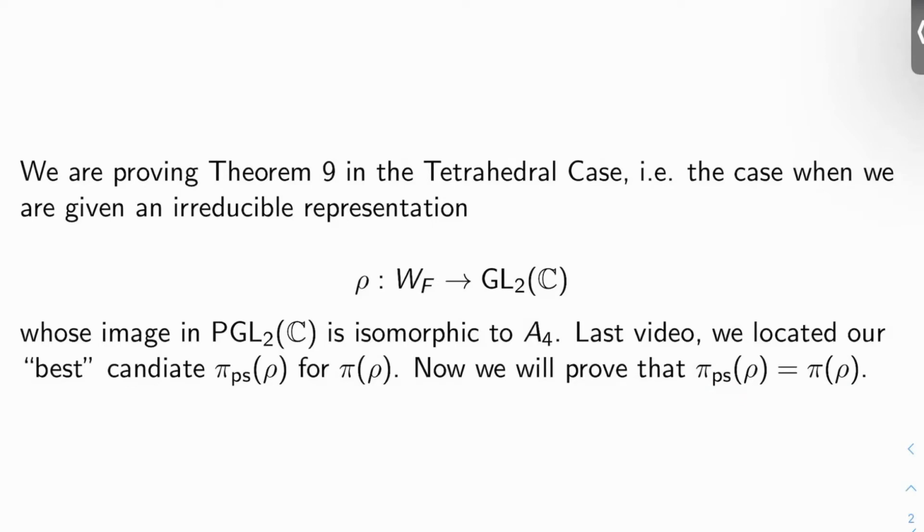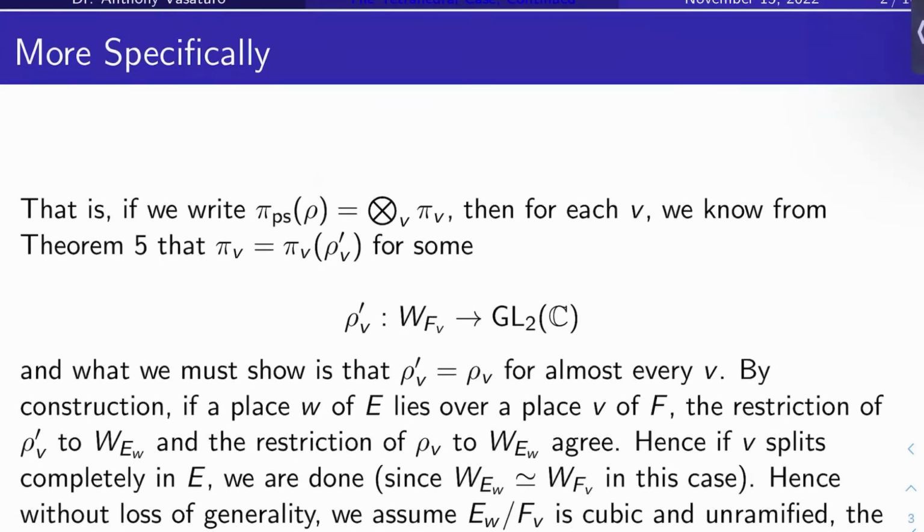Okay, more specifically, what do I have to prove? Well, let's give pi sub pseudo of rho local components pi sub v, where v runs over the places of F. Then for each v, I know from Theorem 5, for example, from a previous video, that pi sub v is pi sub v of rho prime sub v for some rho prime sub v of the local Weil group W sub F sub v to GL2 of C.